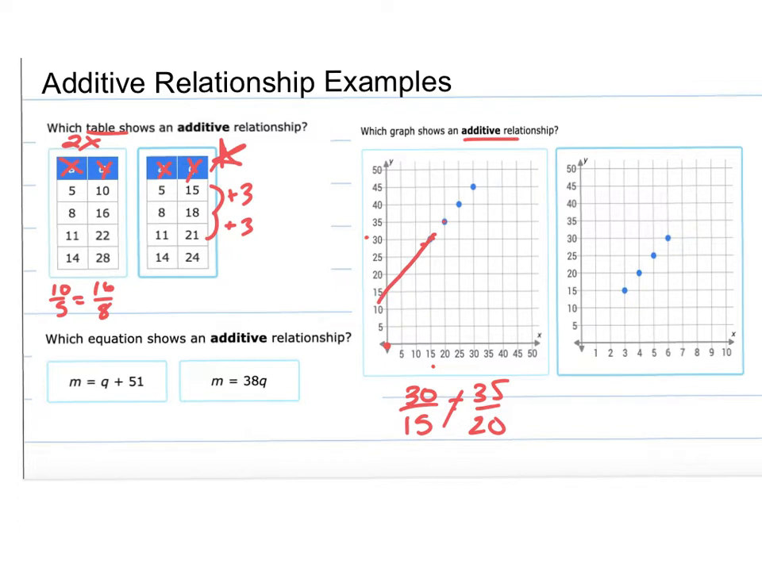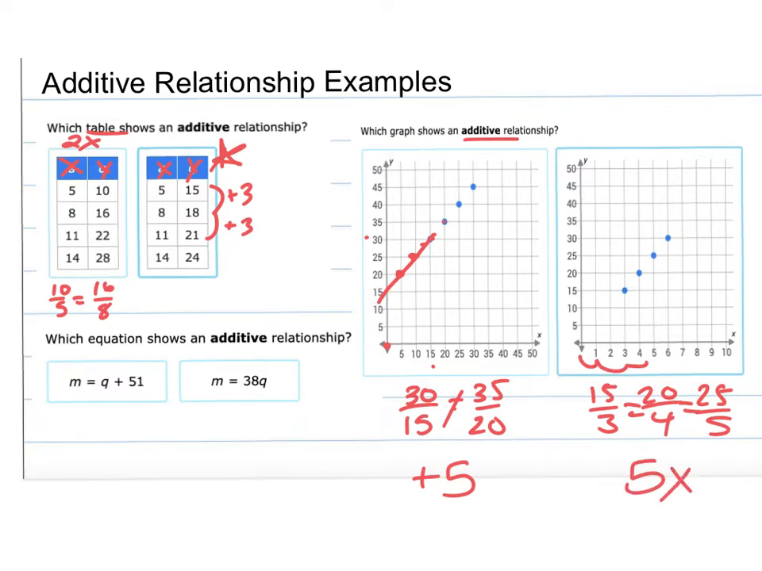It's not maybe a perfect line, but if you can see, we'd be going up by 5s each time. So that is going to be an adding 5 relationship there, whereas here we have 15 over 3, 20 over 4, and 25 over 5. Each time we're going up 1, we're multiplying by 5. And then in an equation, it's much simpler to see. Additive, we can see that we are adding to our input to get to our output.